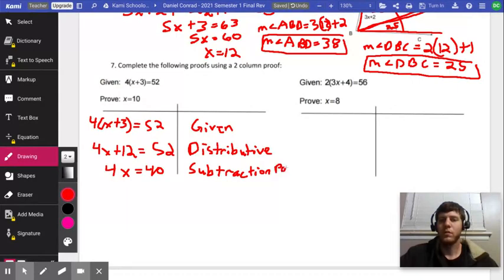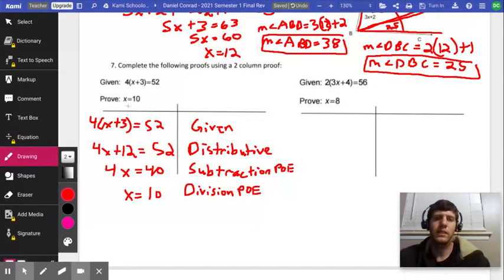Property of equality. Because you're subtracting from both sides, property of equality, we do it to both sides of the equation. And then you can divide both sides by 4, and you'll get x equals 10. We got that by the division property of equality. And we've proven that x equals 10 with an algebraic proof here.